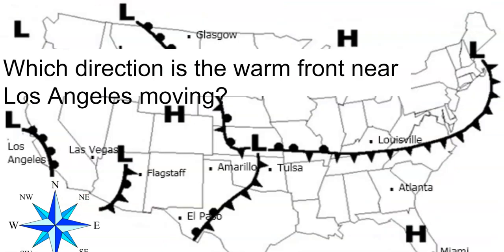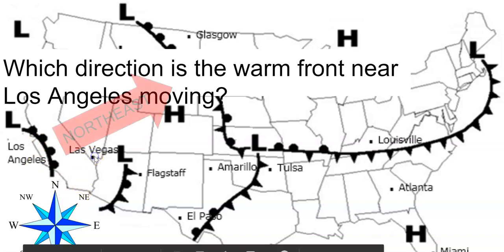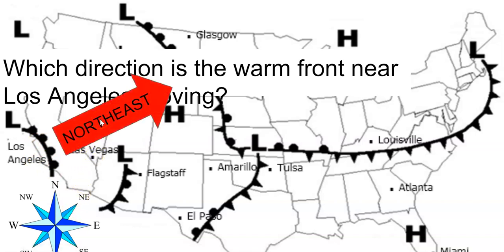So looking at this map, which direction is the warm front near Los Angeles moving? All right, so here's the warm front that's near Los Angeles. It's moving this way. So if we look at our compass rose, it's moving northeast.